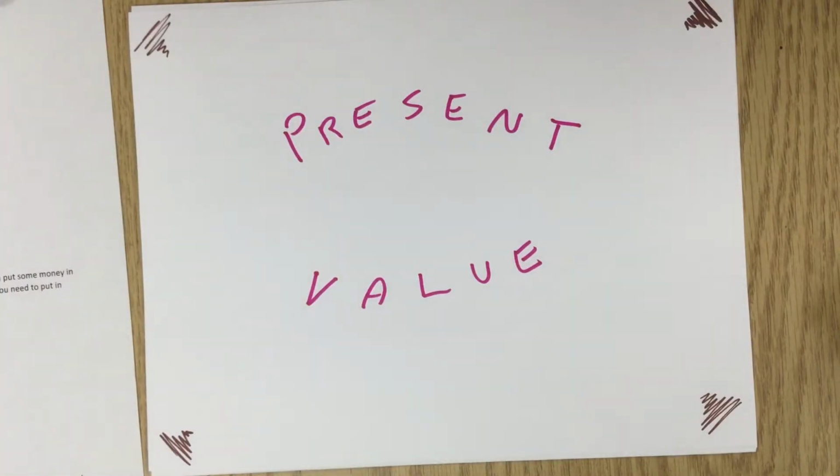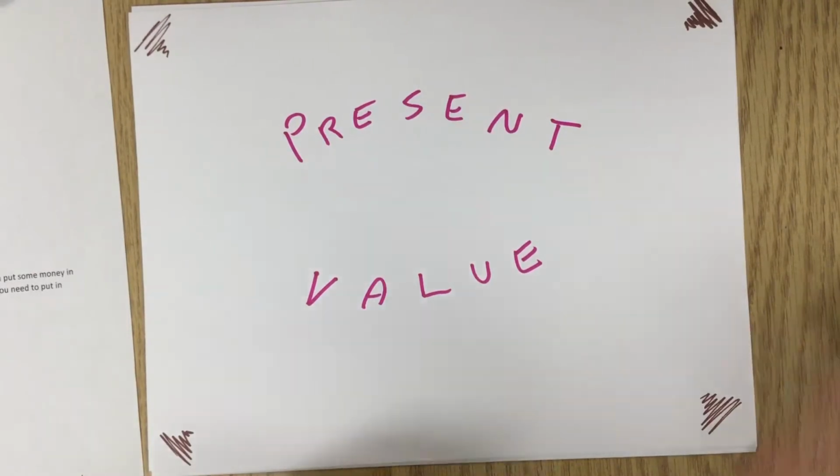Sometimes we're going to want to talk about present value. Present value, there's two ways of looking at it. One is the amount of money you would need to have today to have a certain amount of value in the future, or it's how much some future money is worth today.